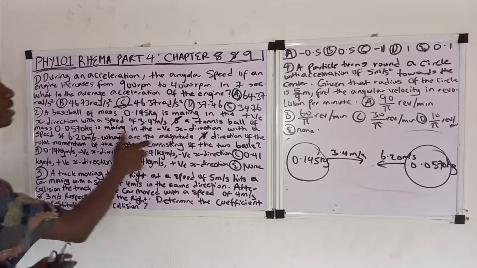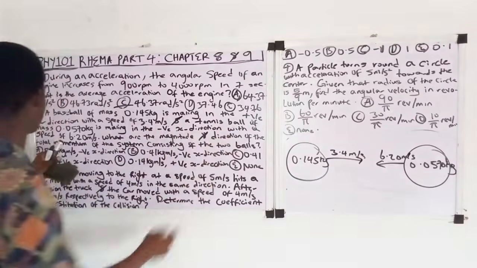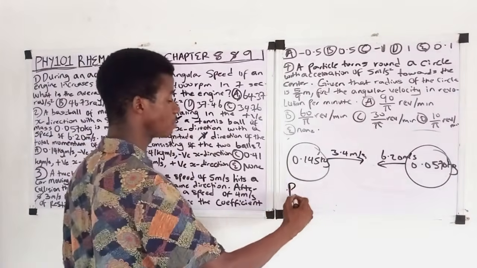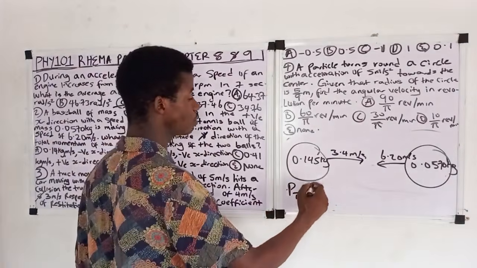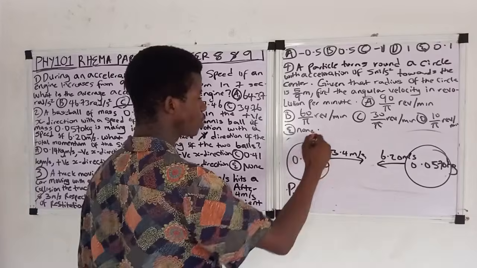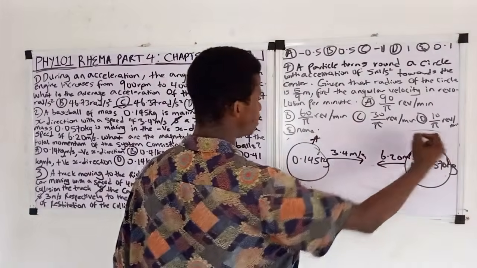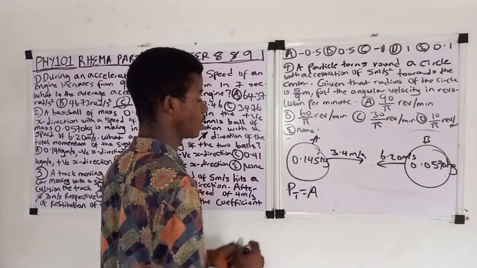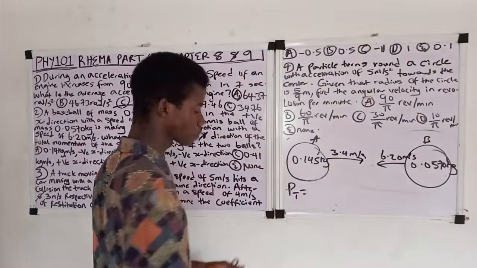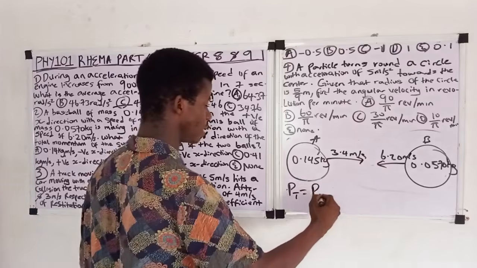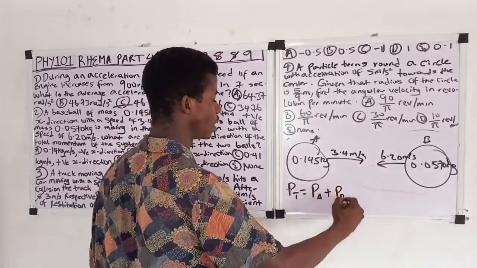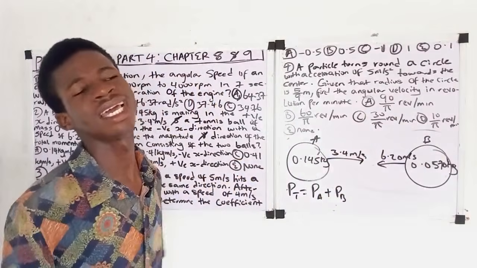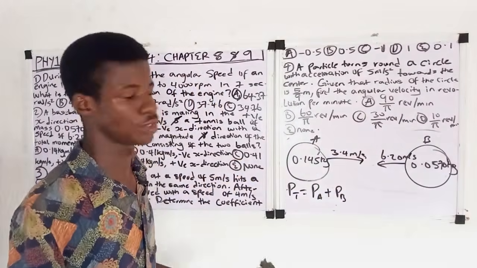Yes. They say, what are the magnitude and direction of the total momentum of the system? Remember, total momentum of the system is equal to the momentum of the first body. Let's call this body A, and this one body B. So total momentum is equal to momentum of body A plus momentum of body B. So that is the total momentum of the system, right?